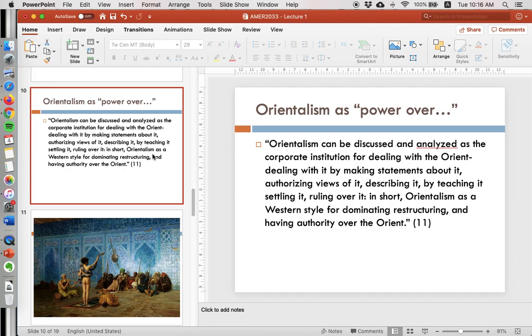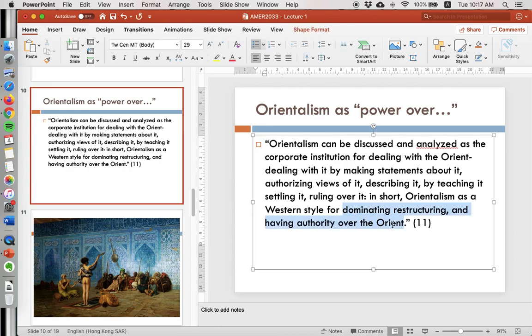So any Orientalist discourse is one that generates power for the colonials over the colonies. Okay? So Orientalism then can be discussed and analyzed as the corporate institution for dealing with the Orient, dealing with it by making statements about it, authorizing views of it, describing it by teaching it, settling it, ruling over it. In short, Orientalism as a Western style for dominating, restructuring, and having authority over the Orient.